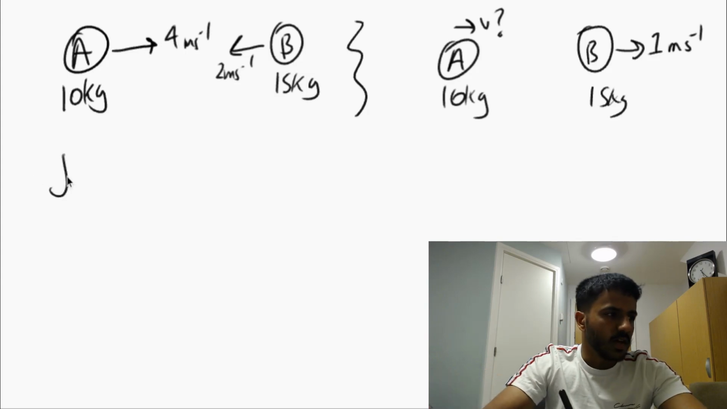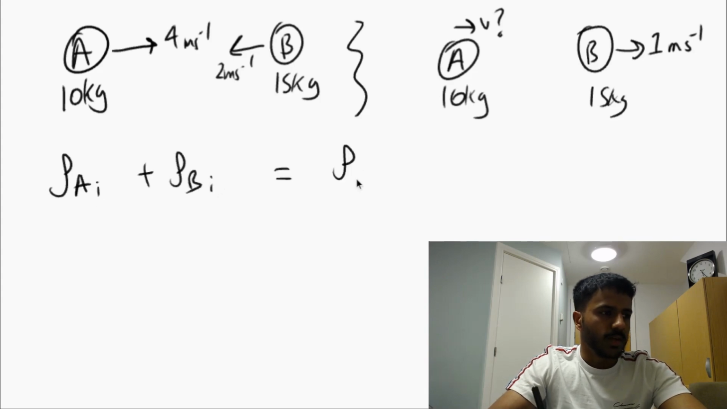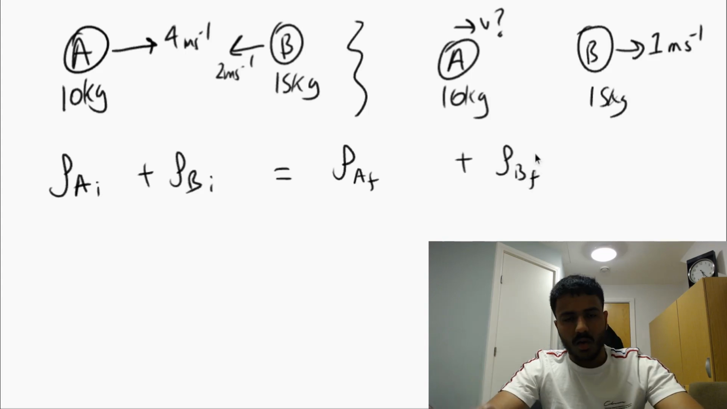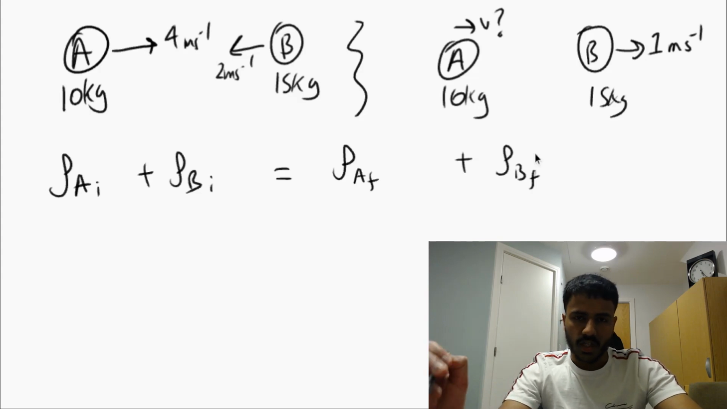So we can say that the momentum of A plus the momentum of B initial, let's call it this time, is equal to the momentum of A final and the momentum of B final. Now, I just said that momentum is a vector, which means that the direction matters. It is very important to consider directions.